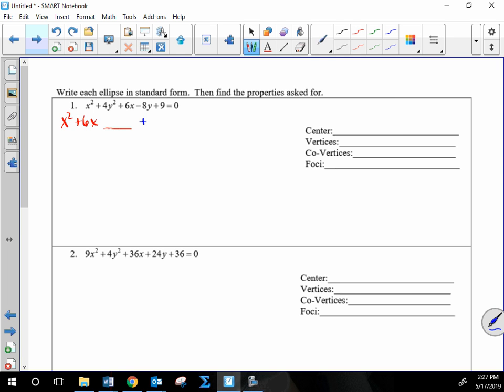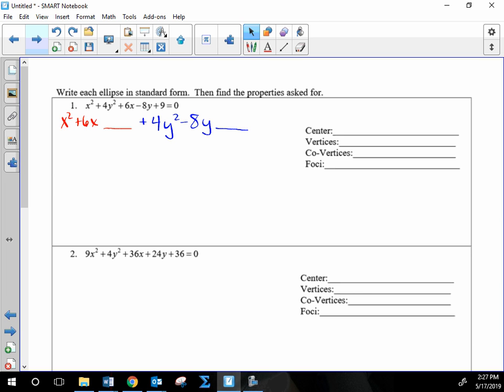So I have 4y squared. I guess we'll start off with this one. Minus 8y, and I'm going to be adding something there. I still have my plus 9. I'm going to go ahead and subtract my 9, get it out of my way so it doesn't clutter things up. So I basically just took my x's, gathered them together, my y's, gathered them together, and drew in my blanks that I know I'm going to use to complete the square.